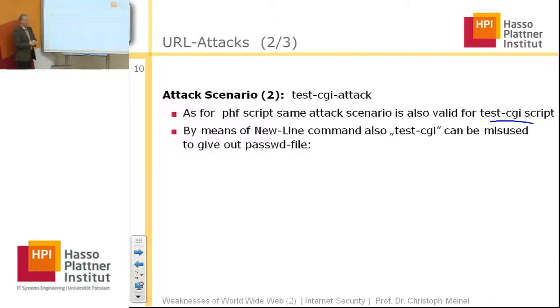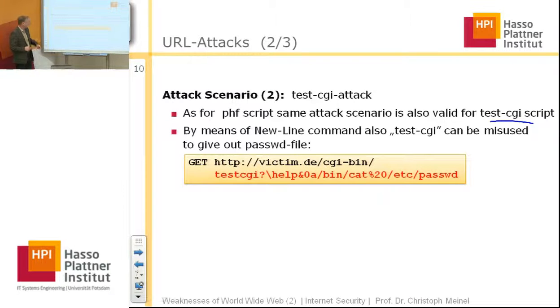And by means of a new line comment, also test CGI can be misused to give out password files. Now you see the same start. Now instead of the PHF file, there is a test CGI file, and by means of this new line comment introduced in this place, the system gives out the password file. So it's an implementation error, but with fatal consequences, because this can be performed very easily.